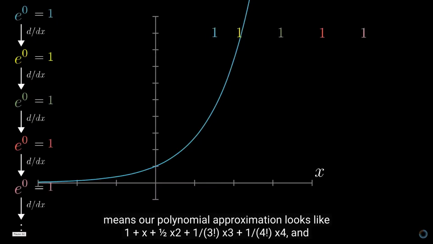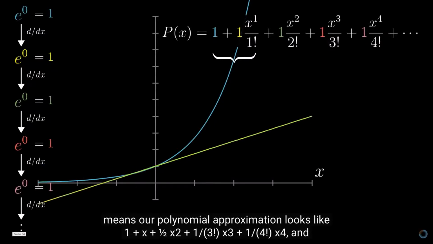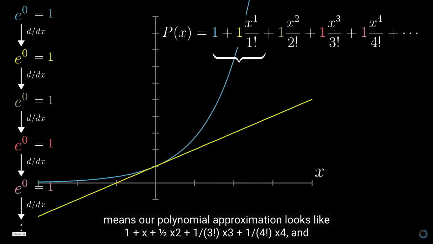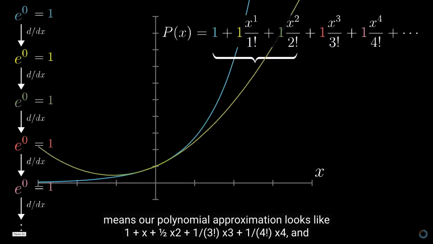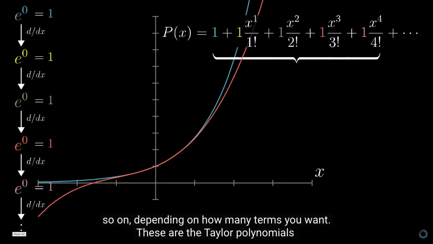And what that means is our polynomial approximation should look like 1 plus 1 times x plus 1 over 2 times x squared plus 1 over 3 factorial times x cubed, and so on, depending on how many terms you want. These are the Taylor polynomials for e to the x.